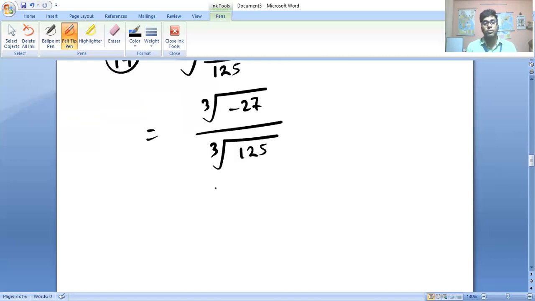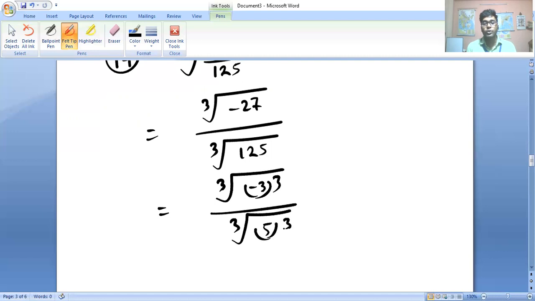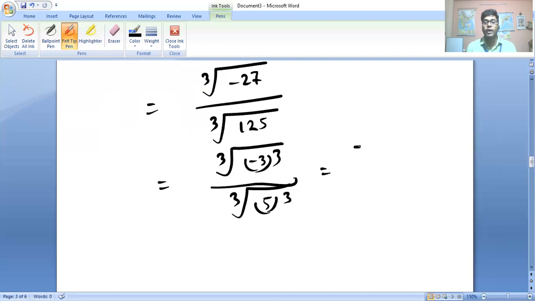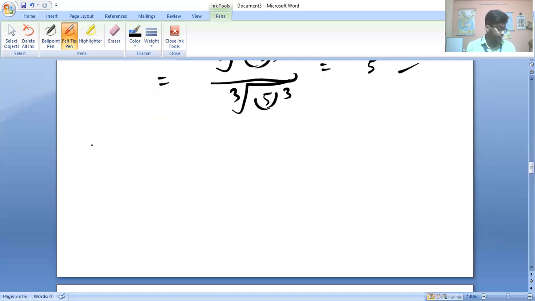So minus 27 can be represented as minus 3 whole cube, and this 125 will be represented as 5 whole cube. So for minus 3 whole cube, minus 3 will come, and for 5 whole cube, 5 will come. So this is the answer. Okay, students. Fine. Let us move on.